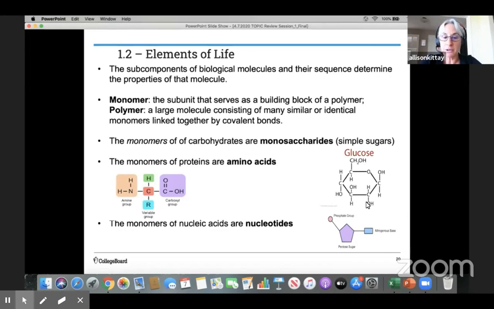And finally, the monomers of nucleic acids are nucleotides. A nucleotide is composed of 3 parts: a phosphate group, which is why we need that phosphorus, a pentose sugar, and a nitrogenous base. And that nitrogenous base is why we need the nitrogen.